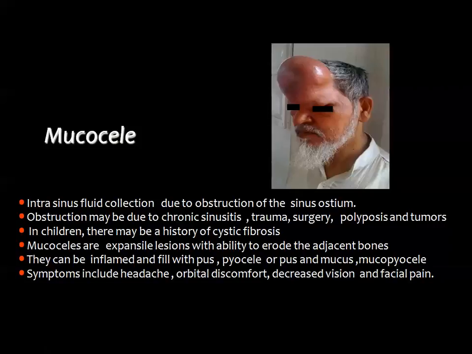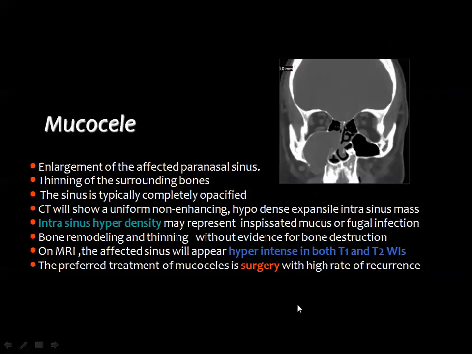Then you know that mucoceles are the sequelae of obstruction of the drainage system of one of the paranasal sinuses, leading to retention of the secretions inside the sinus and consequent progressive enlargement and thinning of the wall of the sinus, then affection of the surrounding structures. The symptoms may include headache, orbital discomfort, decreased vision, and facial pain.